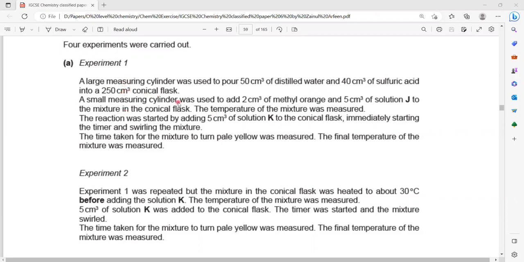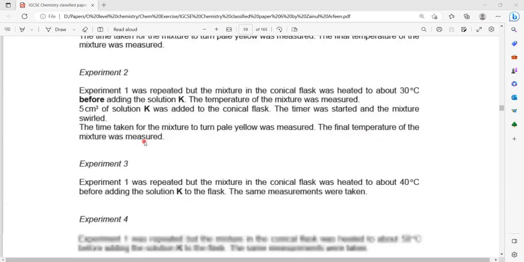Then a small measuring cylinder was used to add 2 cm³ of methyl orange and 5 cm³ of solution J to the mixture. The temperature of the mixture was measured. The reaction was started by adding 5 cm³ of solution K to the conical flask and immediately starting the timer and swirling the mixture. The time taken for the mixture to turn light yellow or pale yellow was measured. The final temperature of the mixture was also measured.